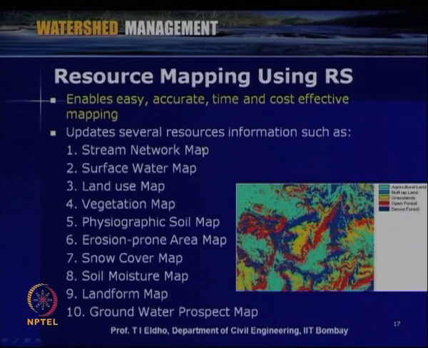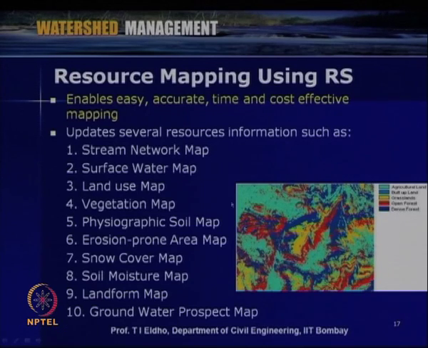So like that, based upon the remote sensing data, once we put this after processing in software like ERDAS and then putting to appropriate GIS packages and manipulating with respect to the various input data, we can generate a series of maps like land use map, land cover map, vegetation map, then erosion prone map, snow cover map, soil moisture map, like that. So various resource maps can be generated using the remote sensing. So that way remote sensing is very important in watershed management development plans.